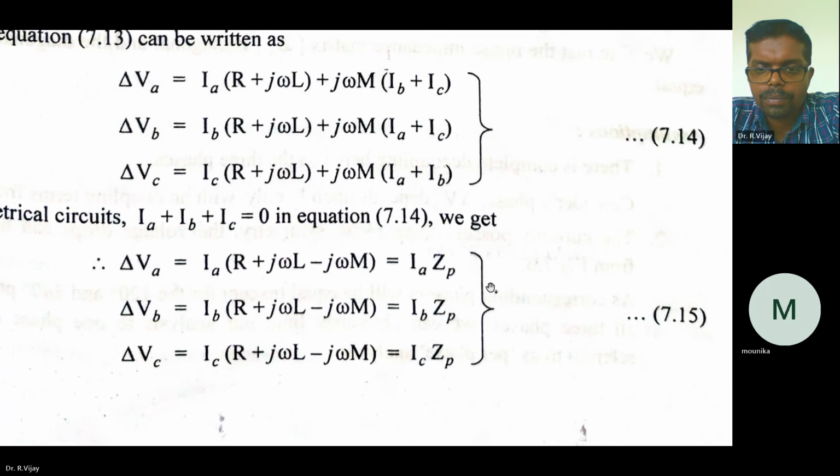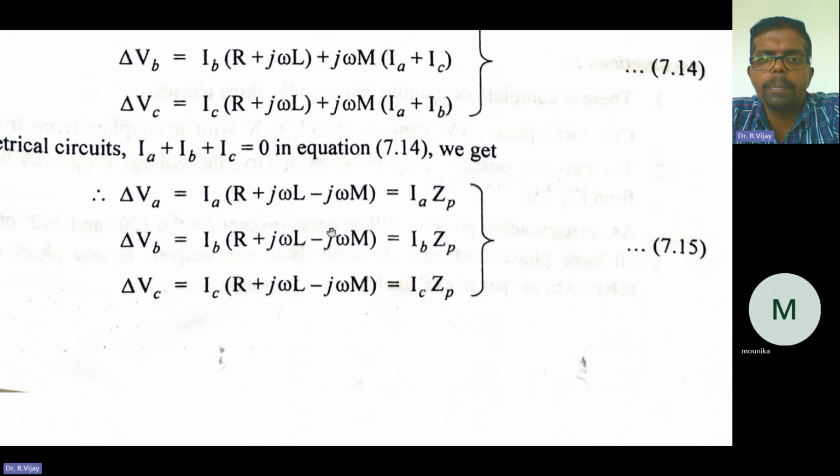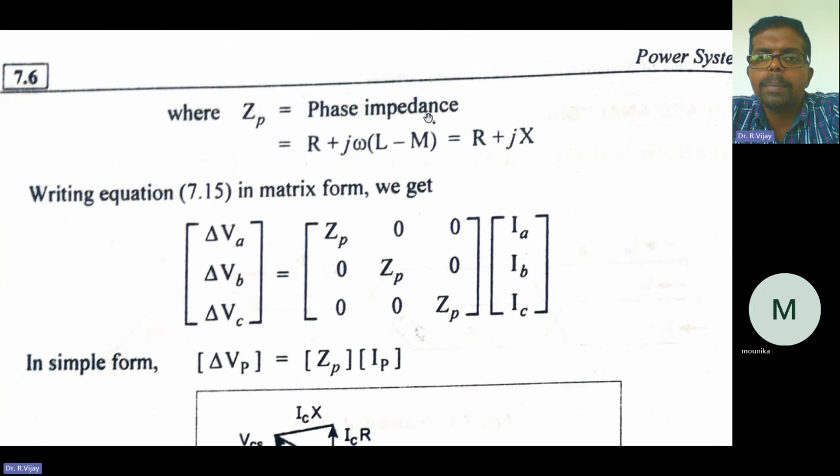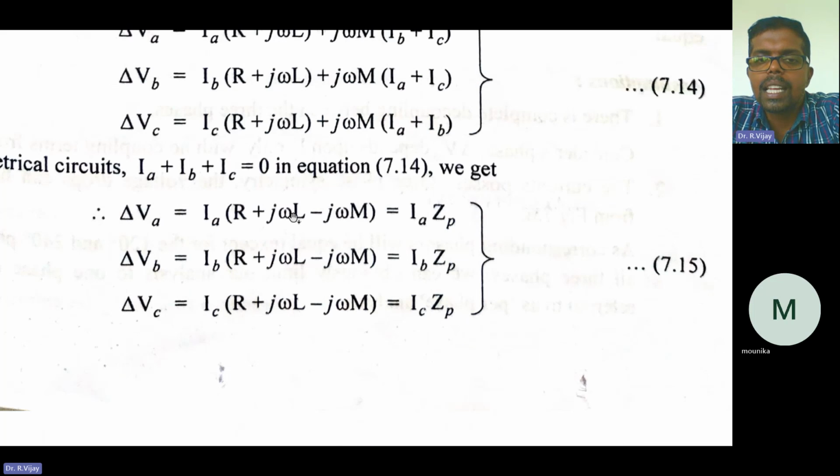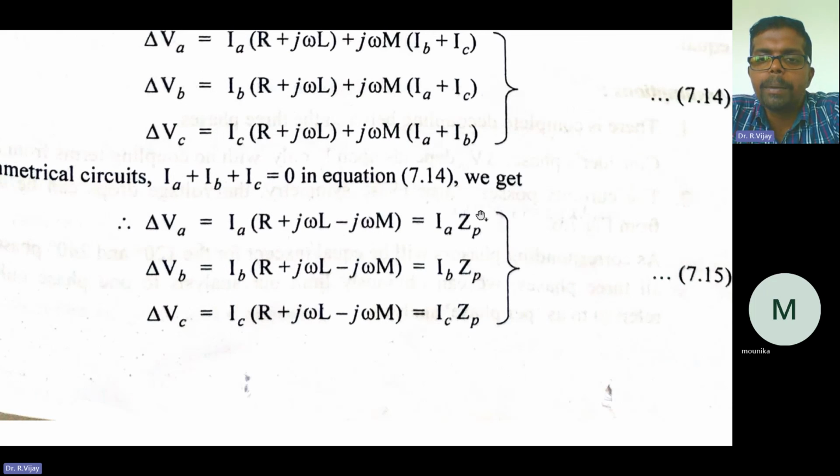ZP is the impedance of that particular phase. What is ZP? ZP is the phase impedance, that is R plus j omega into L minus M. That is this term, R plus j omega L minus j omega M. So that term changes into the per-phase impedance, that is ZP.